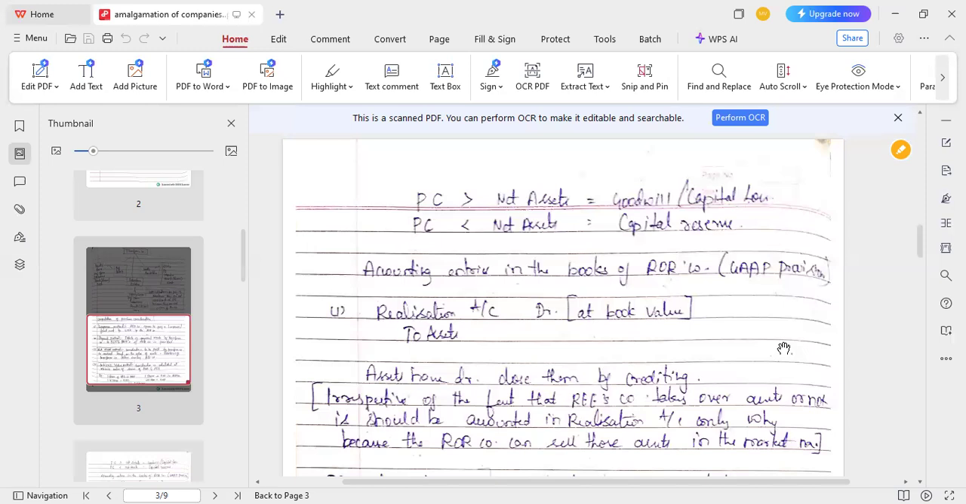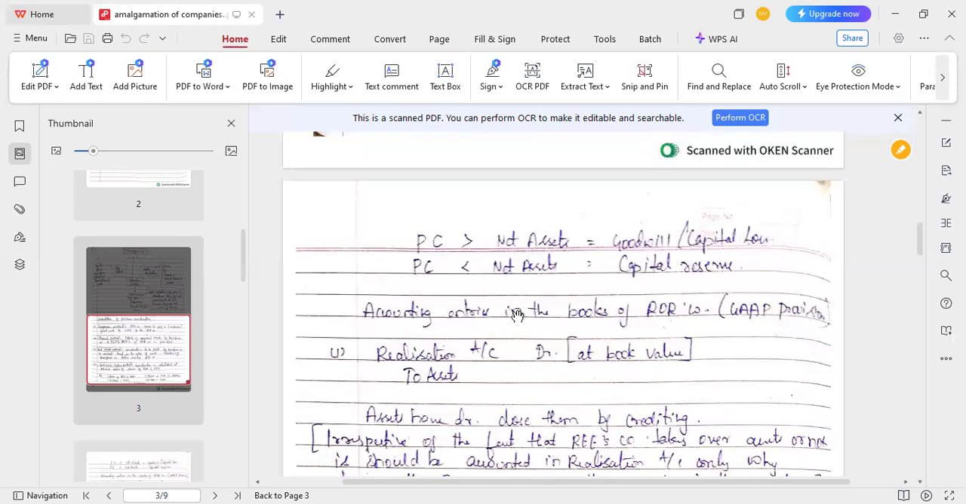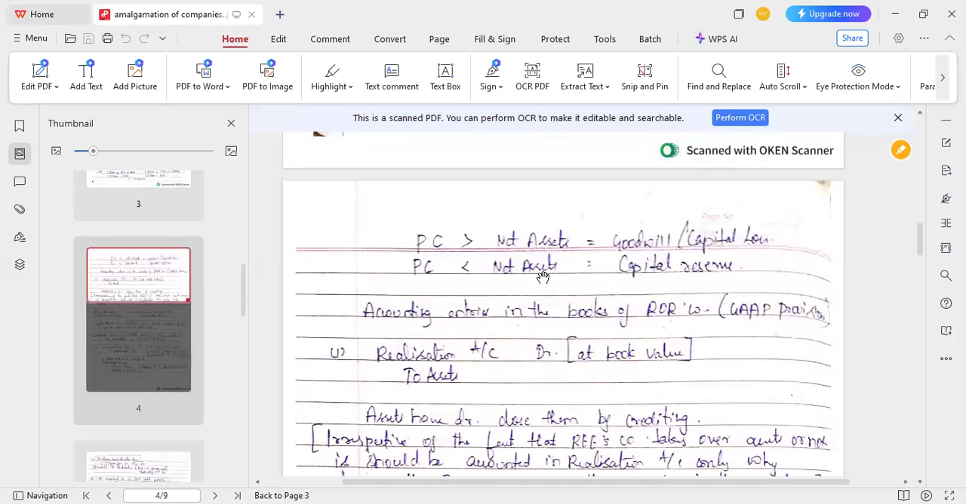Now let's move on to this part. What is this? PC is greater than net assets. When purchase consideration is greater than net assets, that is, when the transferee company pays more than the net assets of the transferor company, it will be goodwill, right? Goodwill or a capital loss.